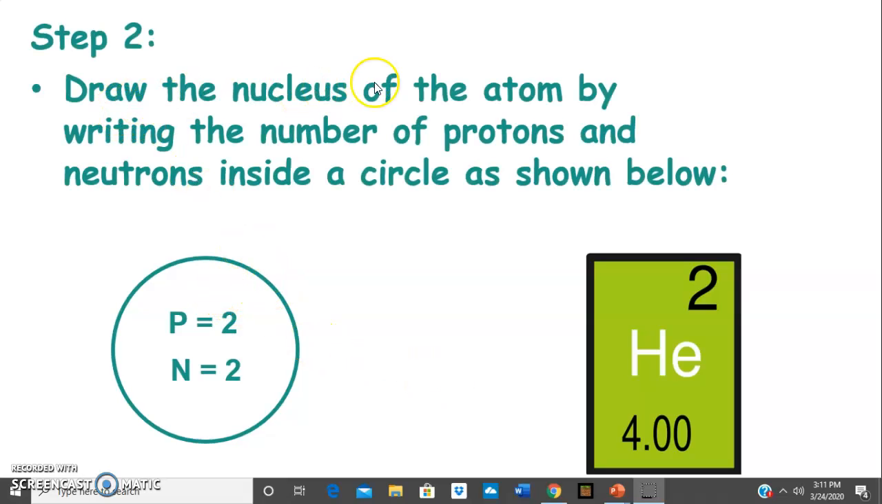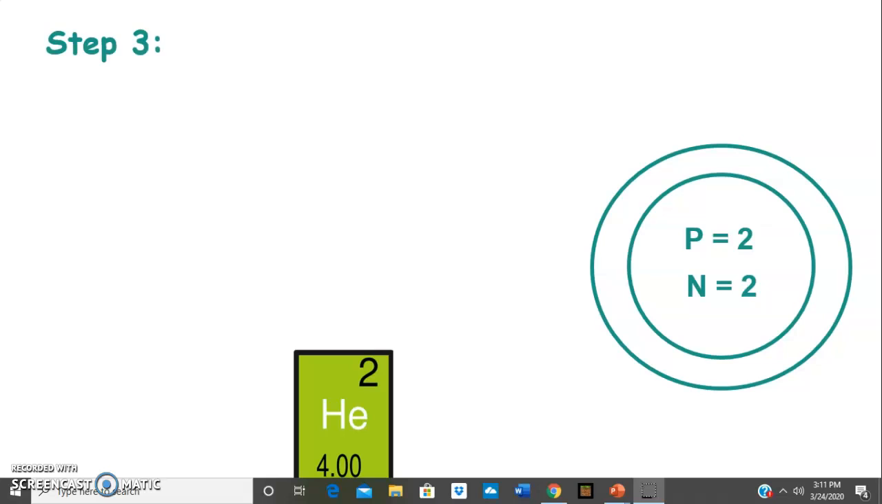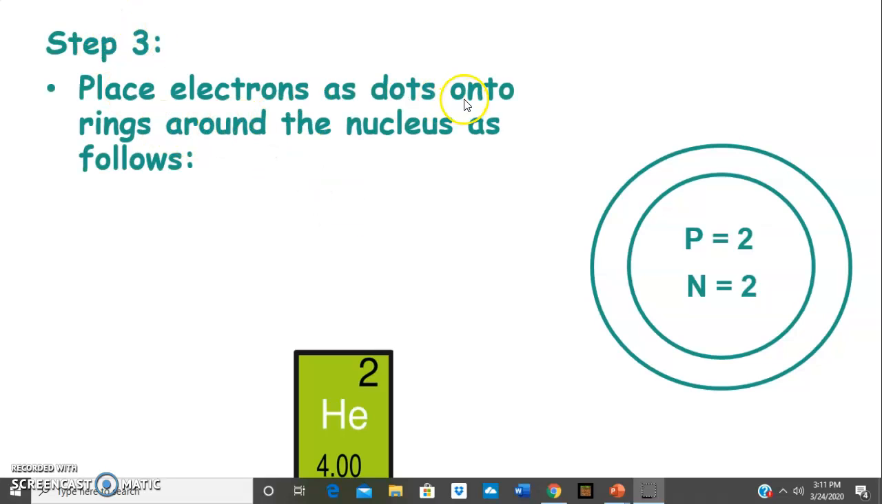Right after that, we're going to draw the nucleus of the atom by writing the number of protons and neutrons inside a circle, like it is below. So here's my nucleus, and inside I draw my protons. I'll make P, my protons, equal to 2, and N, my neutrons, equal to 2. After that, we're going to place our electrons as dots onto the rings as follows.